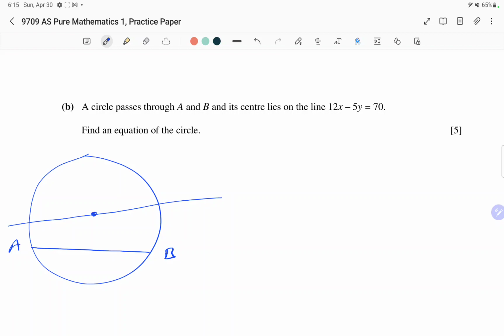So this line should pass through the center: 12x minus 5y equals 70. The center I don't know, so this is (a, b). But if I join it to this midpoint, the perpendicular point, then it is joined. You know, the perpendicular dropped from the center to the chord divides the chord in half.